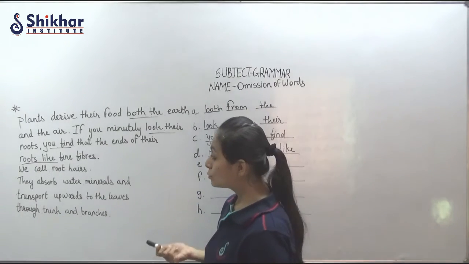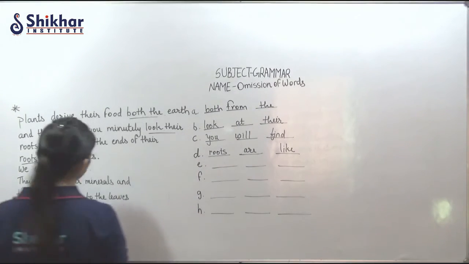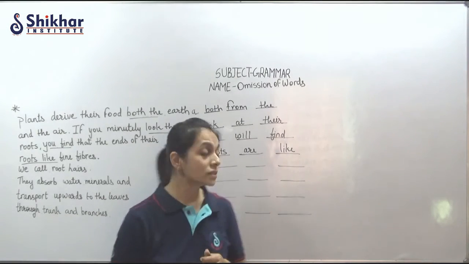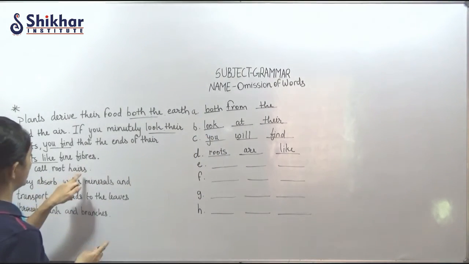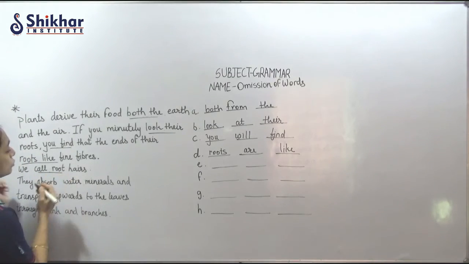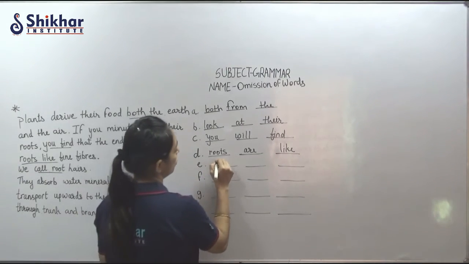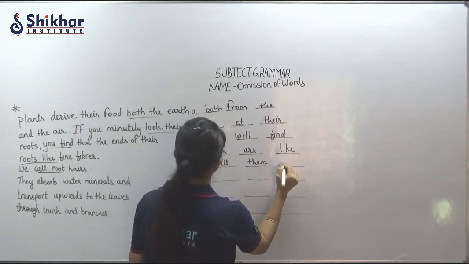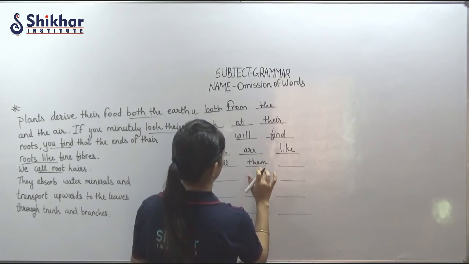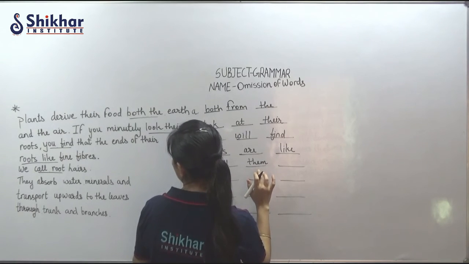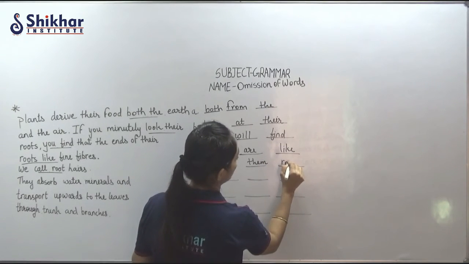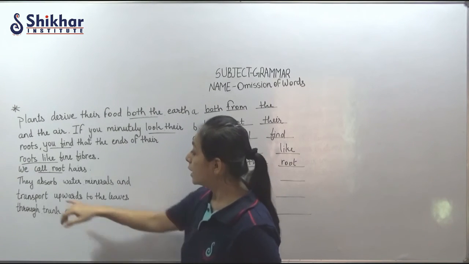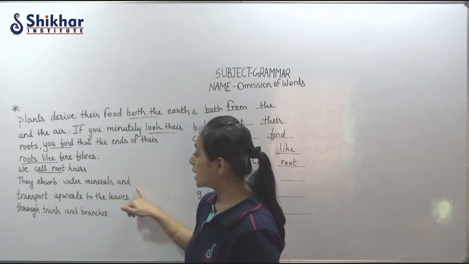So we call root hairs. We call it root hairs. It can be, we call it root hairs. No, because they are included, root hairs. So we call them root hairs. Okay? Call them root hairs. Right? Then they absorb water, minerals and transport.